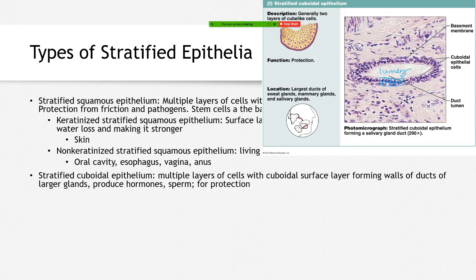And this stratified cuboidal epithelium will form the walls of certain types of ducts. Some of them will be able to produce hormones and sperm, and for protection. Here we find it in the sweat glands, the ovarian follicles, and the seminiferous tubules of the testes. So if you say the ovaries, the testes, sweat glands, that's fine. Okay.